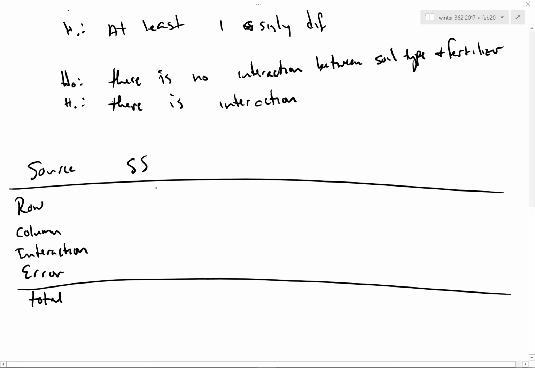There'll be sum of squares: sum of squares for the row, sum of squares for the column, sum of squares for the interaction, and sum of squares for error. Then degrees of freedom. This will be row minus 1. This will be column minus 1. Interaction's weird. I can't remember off the top of my head. It's not important. We'll get to those in a minute.